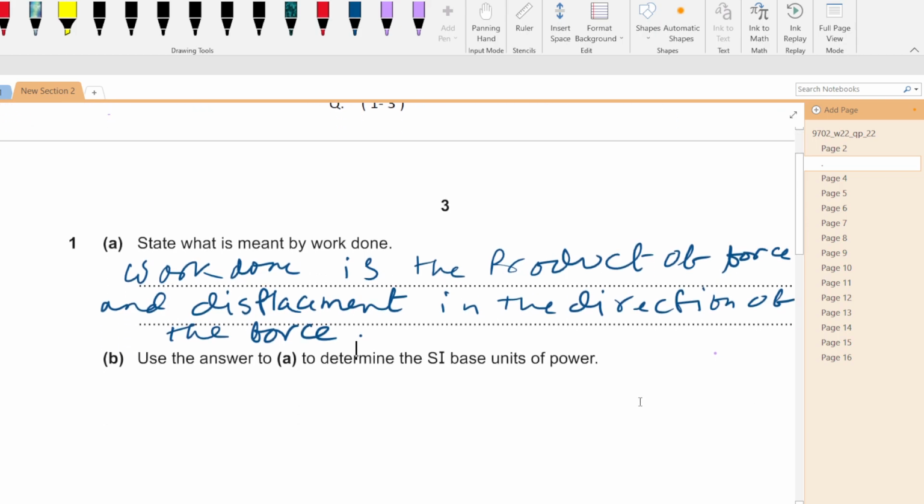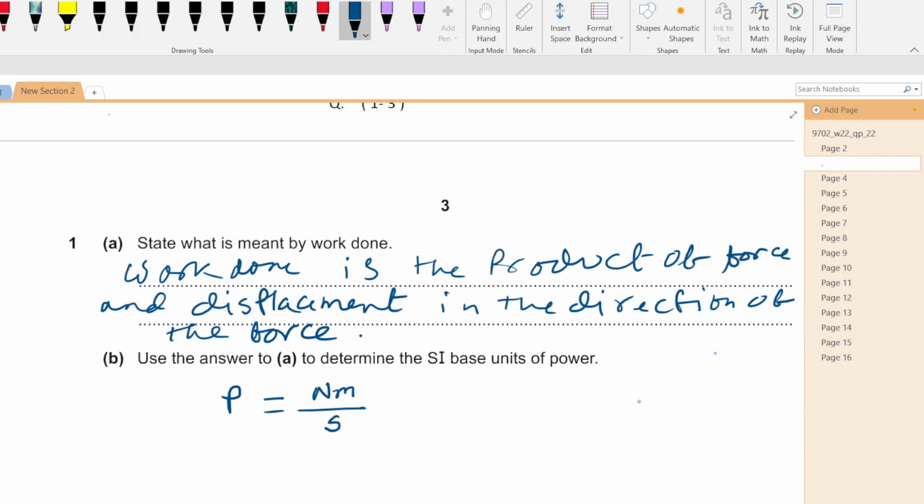Part B, use your answer to A, determine the SI base units of power. The unit of power is Newton meter per second. This is the unit of power, and this is in fact a derived unit.